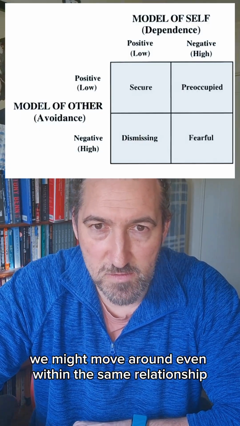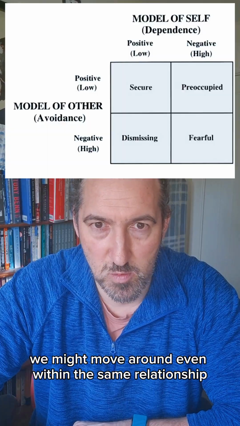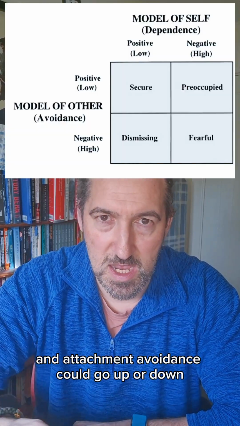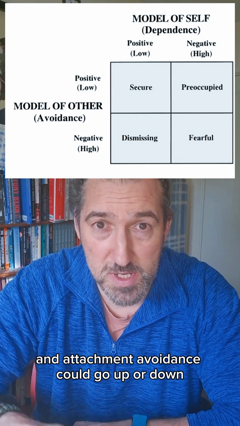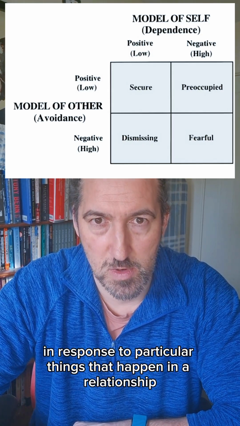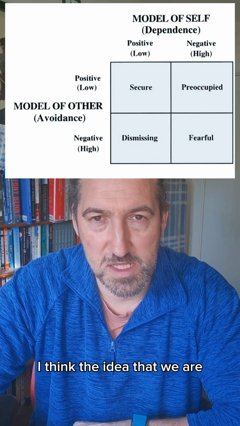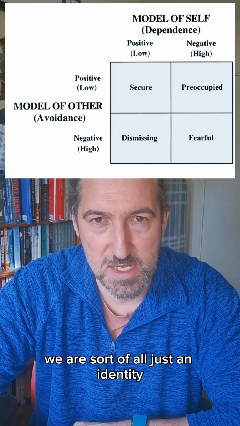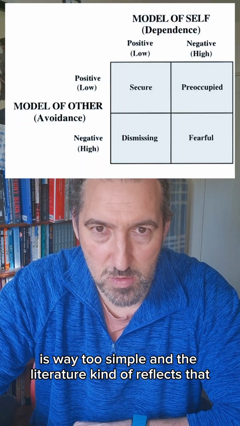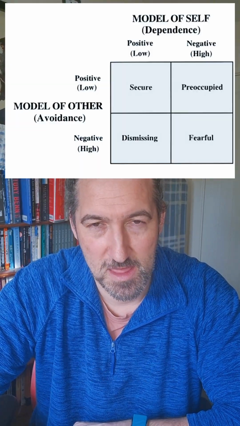Equally, we might move around, even within the same relationship. It's possible that our levels of attachment anxiety and attachment avoidance could go up or down in response to particular things that happen in a relationship. I think the idea that we are sort of all just an identity that fits into one of these four boxes is way too simple, and the literature kind of reflects that. It's much more complex and nuanced than that.